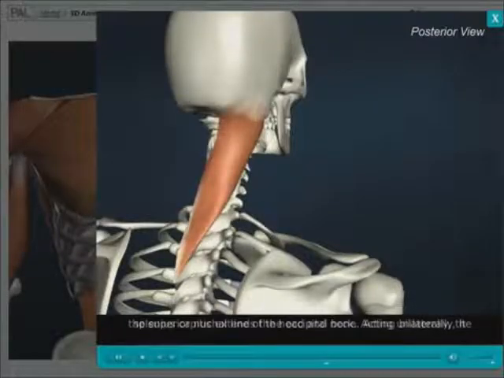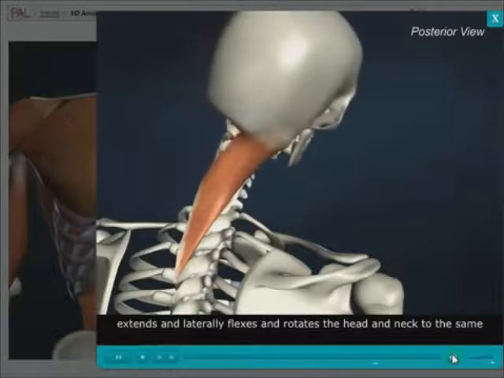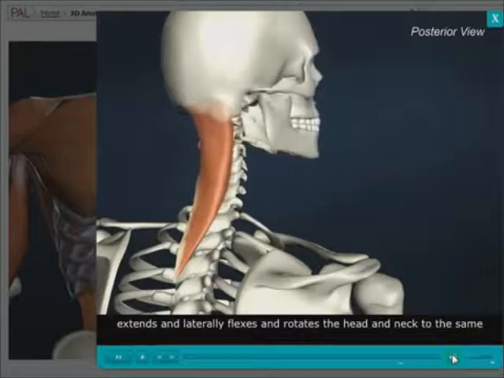Acting bilaterally, the splenius capitis extends the head and neck. Acting unilaterally, it extends and laterally flexes and rotates the head and neck to the same side.